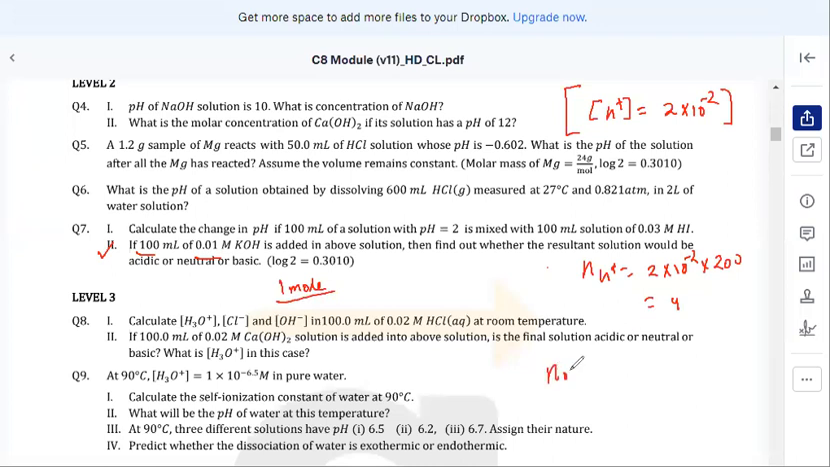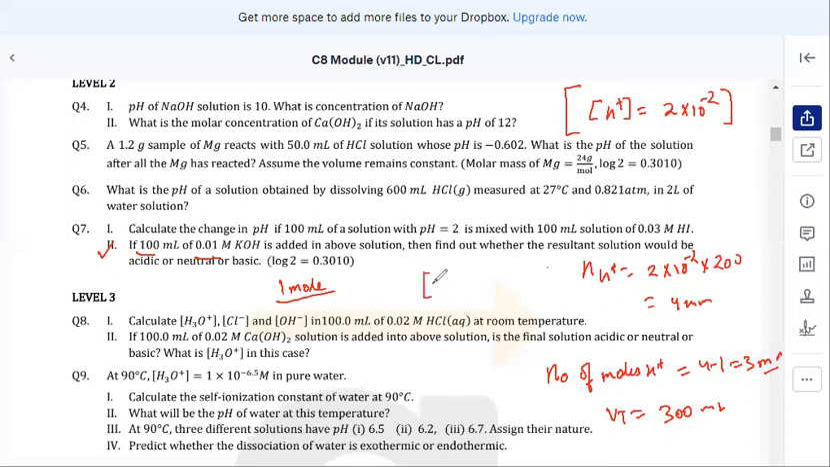So number of moles of H plus remaining is equal to 4 minus 1, which is 3 moles. And what's the total volume? V total will be again 100 plus 100, 200, plus 100, 300. Got it? Yes or no? So this is millimoles, by the way. This is millimoles. This is milliliter.